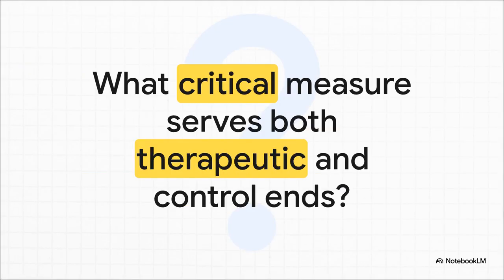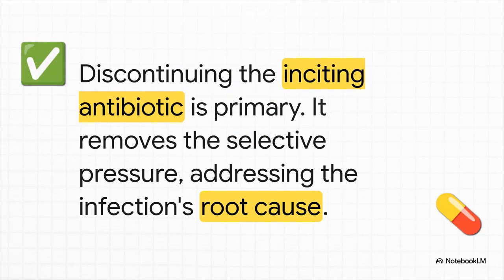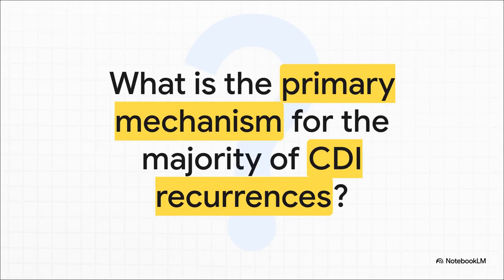All right, next, let's think about a question that bridges patient treatment with public health. The answer has to be C. Discontinuing the inciting agent whenever clinically feasible is the single most fundamental intervention. It directly addresses the root cause by removing the selective pressure, which helps the patient recover and reduces the bacterial load for transmission.